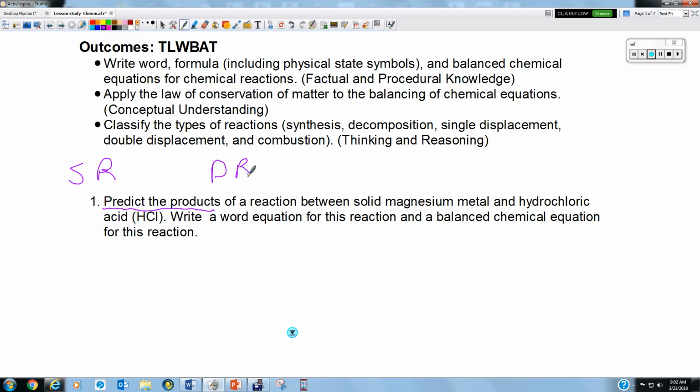Looking at this question, it says write a word equation for this reaction, and we need to predict the products as well. We have solid magnesium and hydrochloric acid, which I actually gave you the formula for. So the word equation is, actually we don't even have to write the solid. Let me erase. We just have magnesium plus hydrochloric acid. This is not the sheet, this is just the outcome.